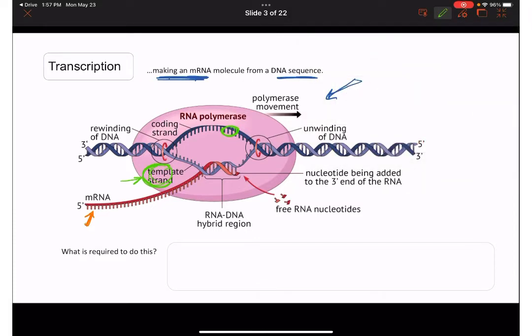So we have our mRNA molecule, we have the gene that's located on the template strand. What else is required? Well, we're going to need an enzyme to perform this activity. And this entire circular structure is the enzyme. And the enzyme that's going to do this is called RNA polymerase. So we need an enzyme in this case.